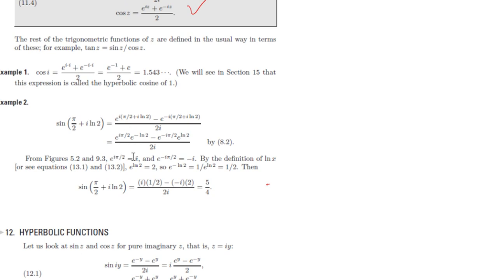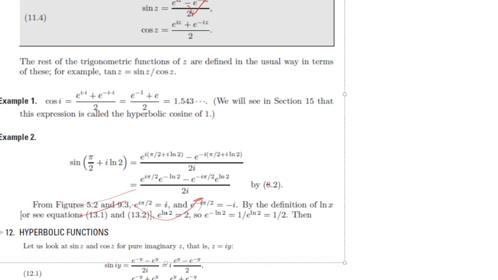So e to the power iota pi by 2 is iota, as we have discussed a while ago. And similarly we have e to the power minus iota pi by 2 is minus iota. If you simplify this, this complex number becomes just 5 over 4. So in the exam I can ask you questions like these, telling me what this kind of number is, and you have to convert it into a simpler form like 5 over 4 or something like that. Okay, I just zoom it in so that you can see it clearly.